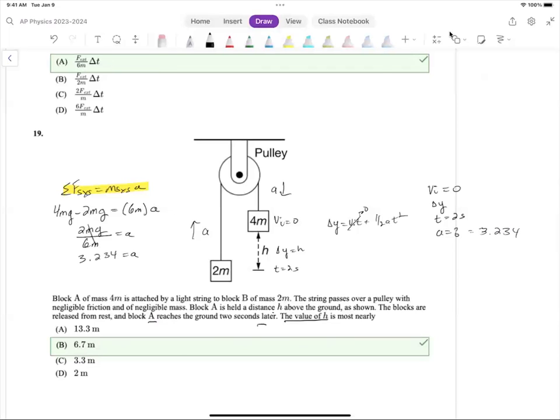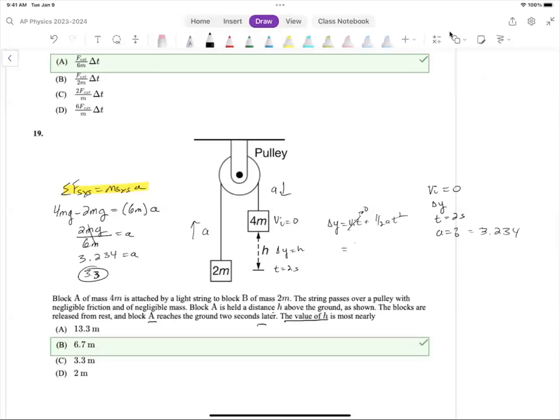By the way, you can solve these assuming g is 10. 1/3 of 10 is 3.3. Okay. And watch, you'll get the same answer. I'll use 3.3. Now I can go over here and solve for delta y.